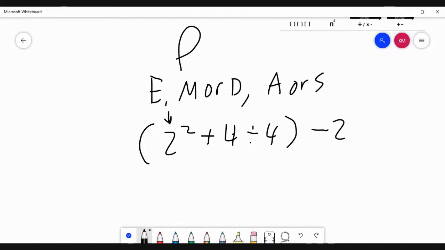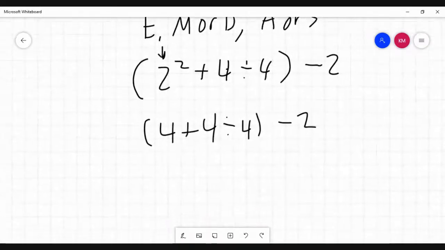So now 2 to the second gives me 4 plus 4 divided by 4 minus 2. Don't forget, there's still a minus 2 outside of this parentheses. Next up, we have multiplying or dividing. Do I have any multiplication or division within my problem? As you can see, we do.